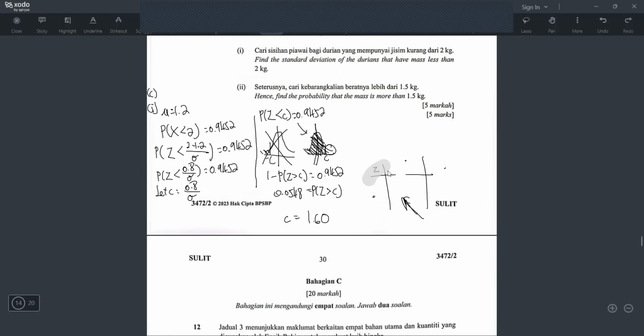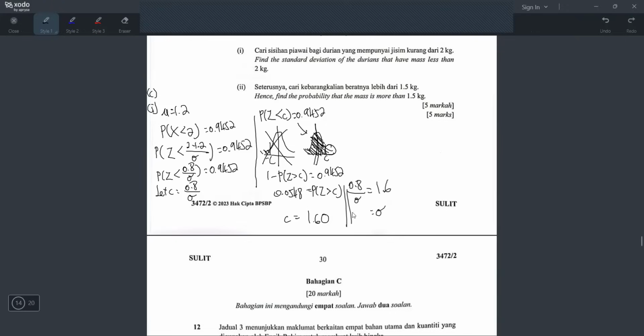Okay, let's erase this. Don't forget they're asking you to find the standard deviation. So your C is 0.8 divided by standard deviation, right? So it means 0.8 divided by standard deviation equals C. So your C is 1.6. So now to get your standard deviation, you just press 0.8 divide 1.6, which is 0.5 kg, right? So the standard deviation is 0.5 kg.